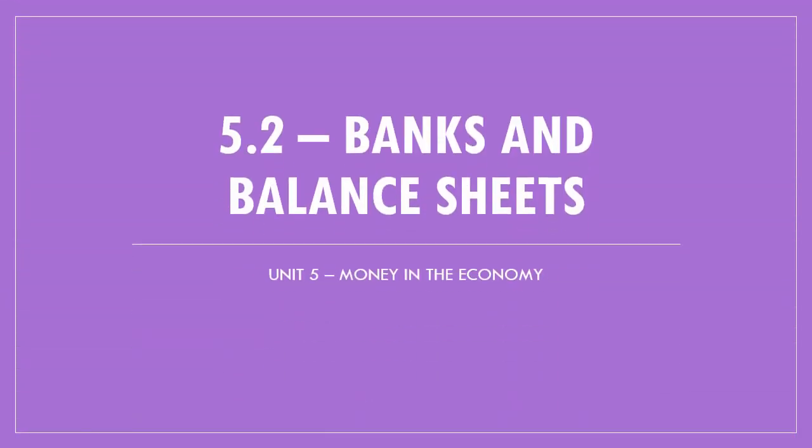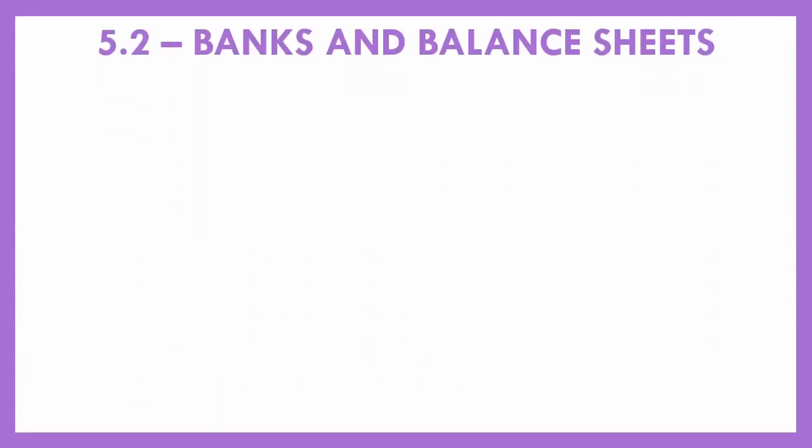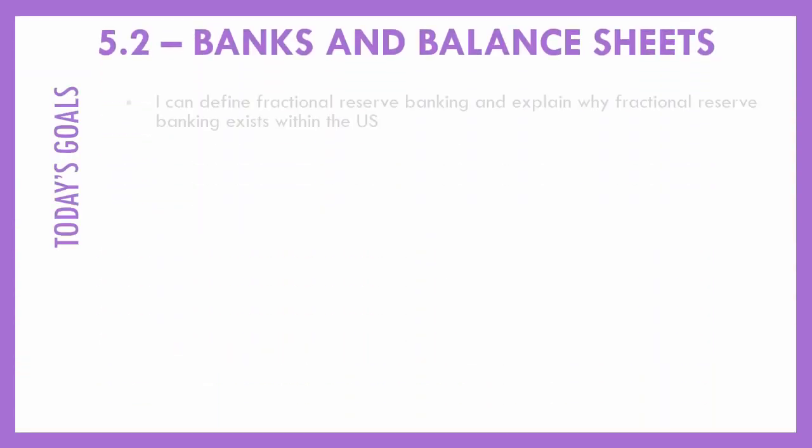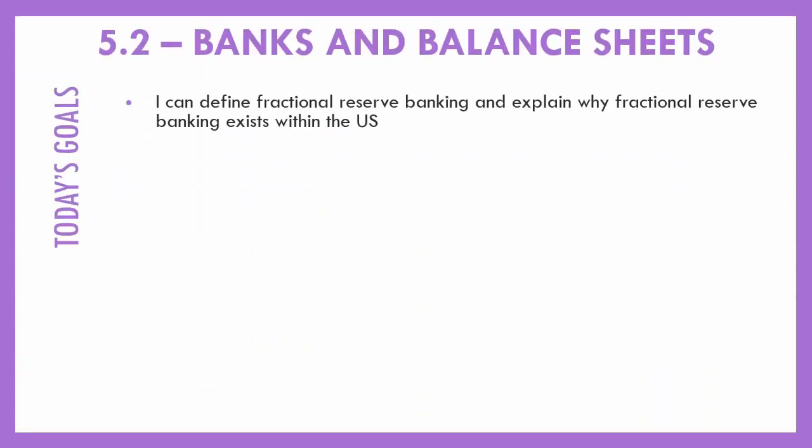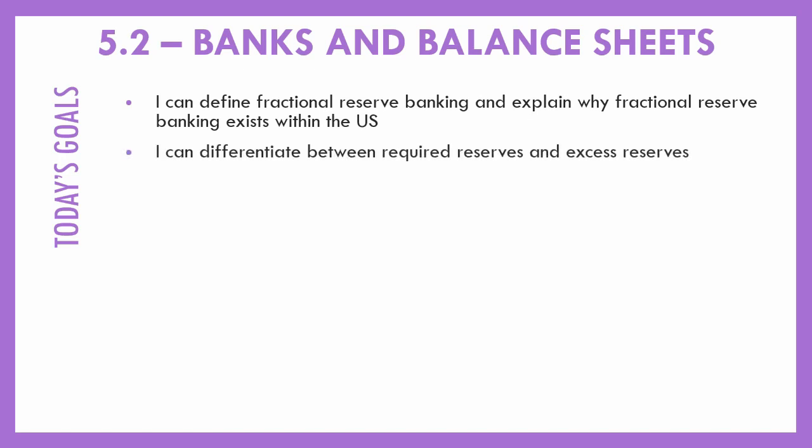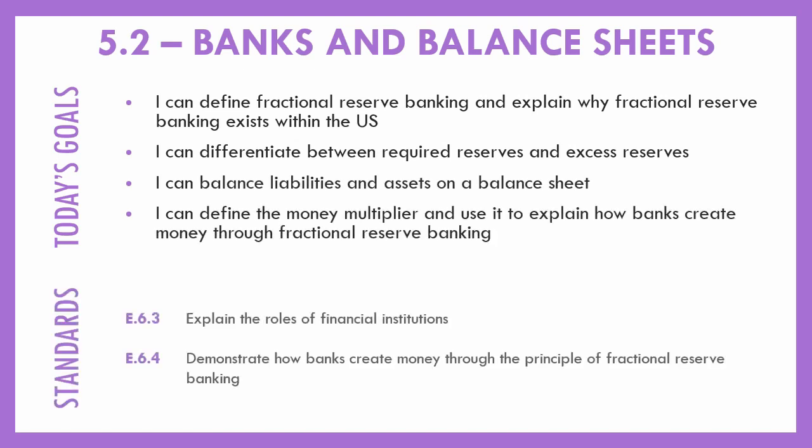5.2, banks and balance sheets, continuing on with money within the economy. So 5.2 is going to look at a few things, specifically this idea of the fractional reserve banking system in the US and why that exists. We're going to differentiate between required and excess reserves. We'll talk about liabilities and assets. And finally, we're going to define the money multiplier and explain how it's used in order for banks to create money. That's going to be ultimately the big idea that we look at here.